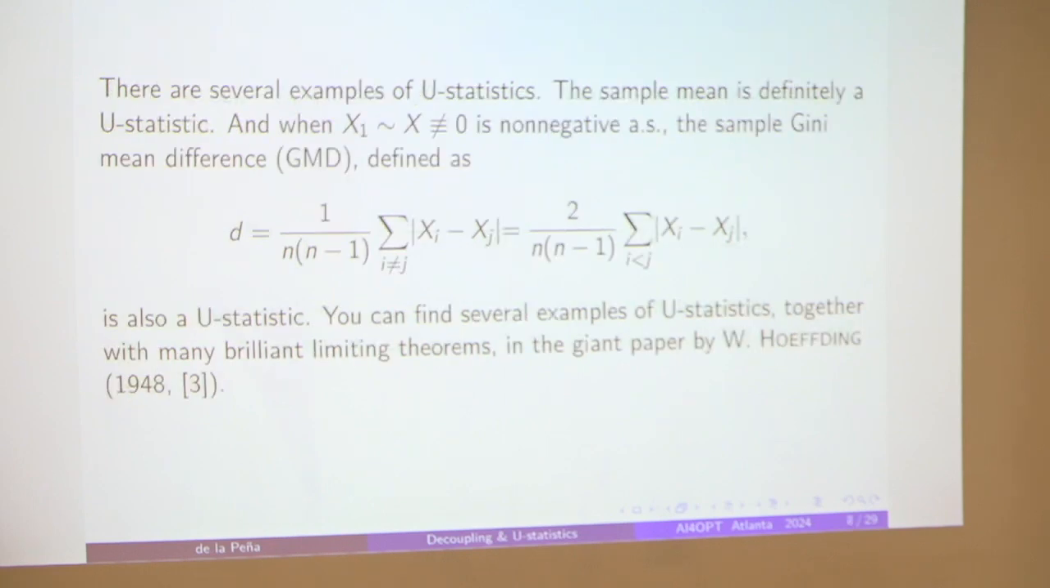Now, there's another statistic that is a U statistic, denormalized, which is known as the Gini mean difference. So you take the absolute value of xi minus xj, and you take the average of those. That's what is known as the Gini mean difference. Now, the Gini mean difference is very important for studies of income inequality.